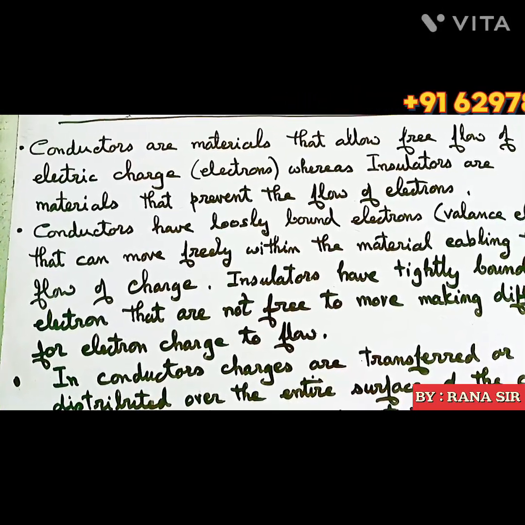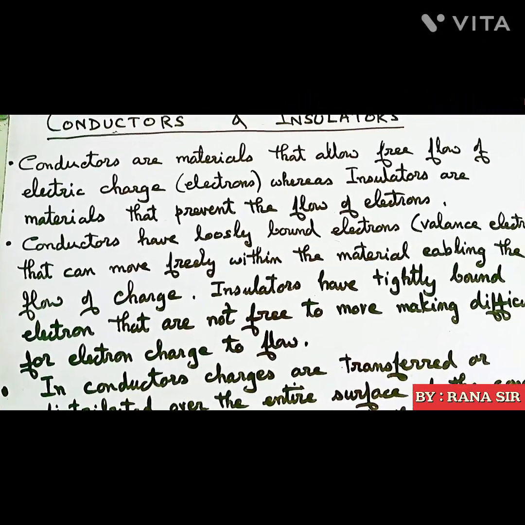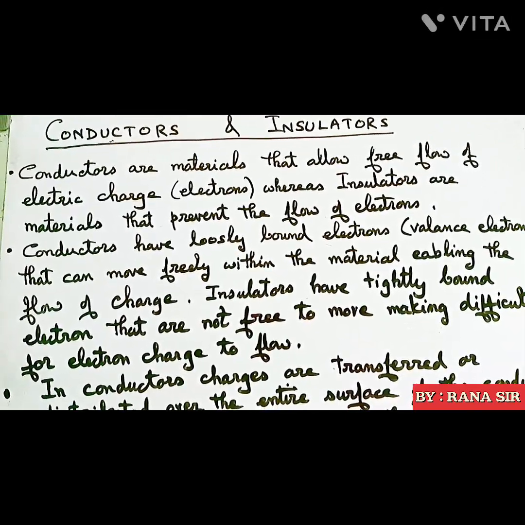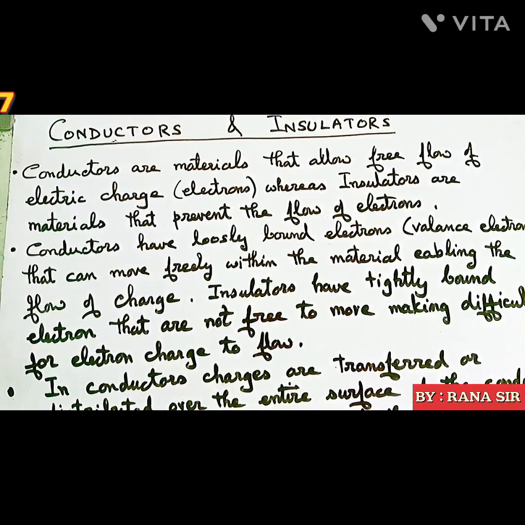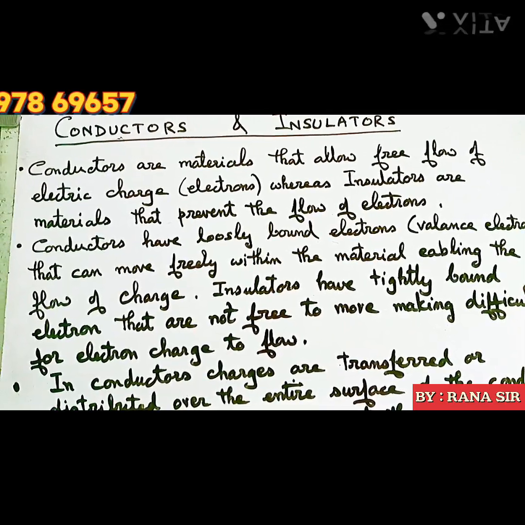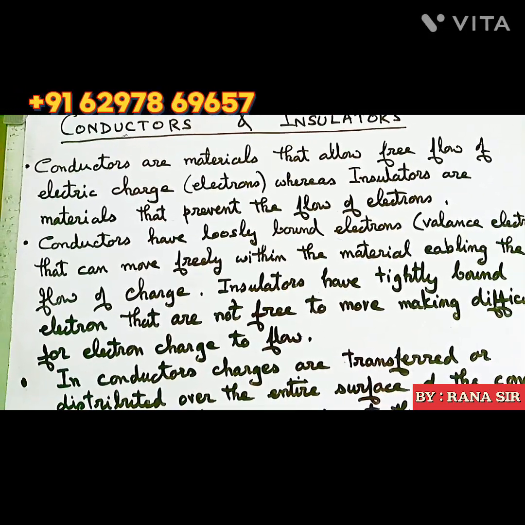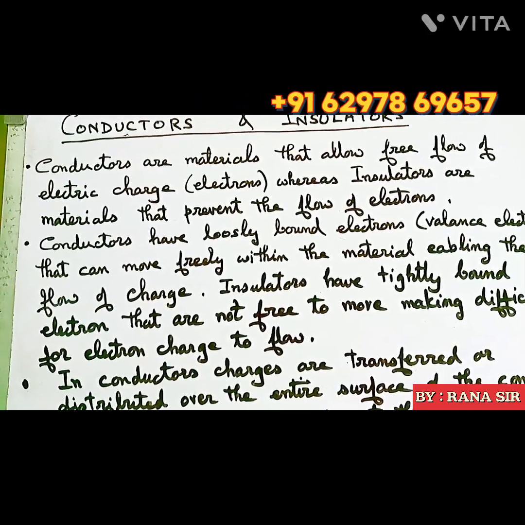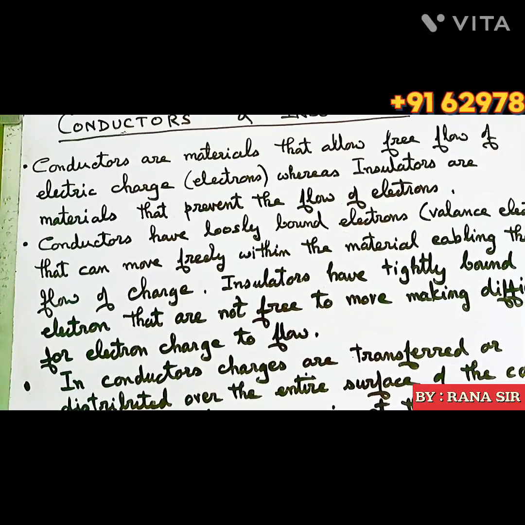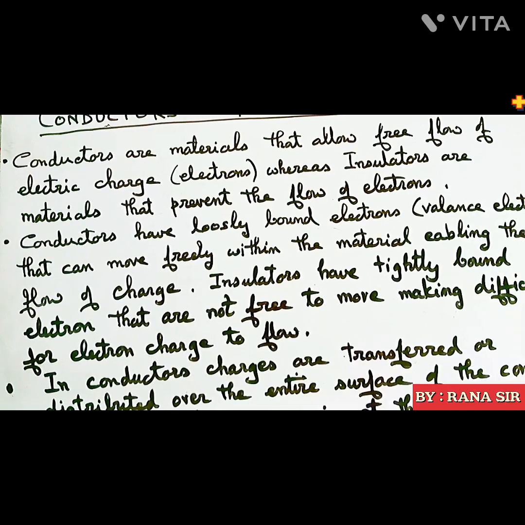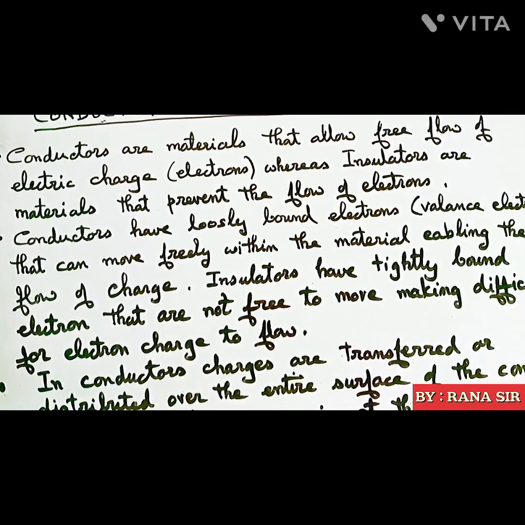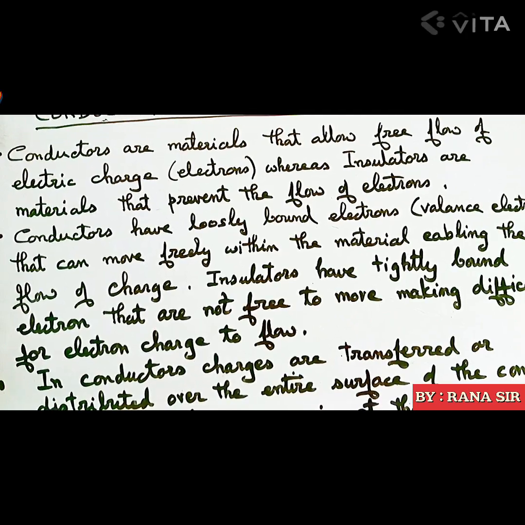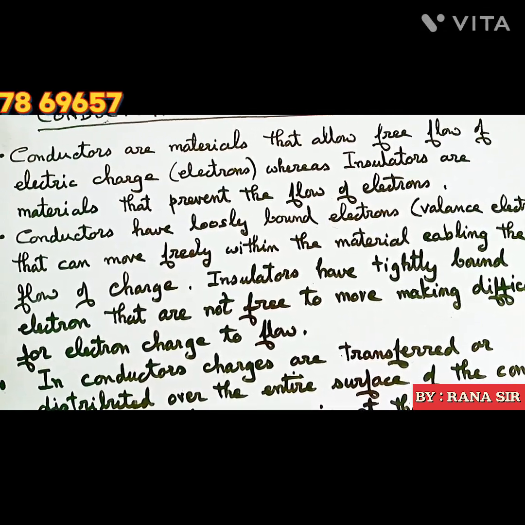Conductors have loosely bound electrons, that is valence electrons, that can move freely within the material, enabling the flow of charge. So in a conductor there is a flow of charge. The valence electrons are in the outermost shell. The valence electrons are loosely packed, and hence throughout the conductor the electrons move and there is a flow of charge.